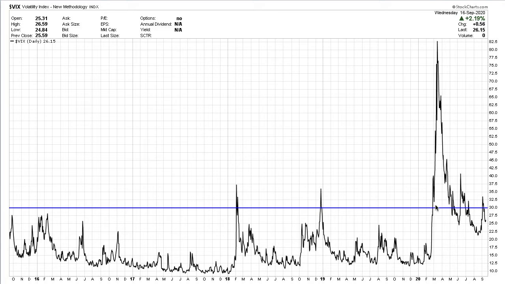Now, as you can see here, we got a real big spike in volatility back on March 23rd, which was the beginning of the coronavirus bear market. But as we're starting to stabilize down here, we're actually down to a reading right now of 26, and anything below 30 is considered normal and an attractive situation.